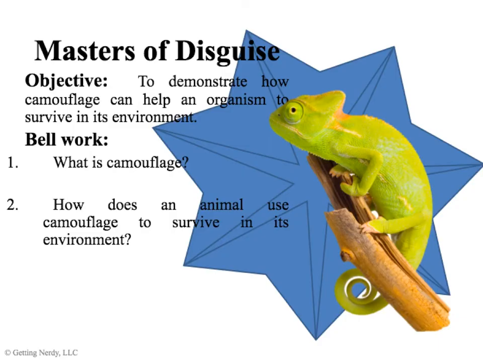As we get started, understand that the objective today is to demonstrate how camouflage can help an organism to survive in its environment. So think for a moment, what is camouflage and how does an animal use camouflage to survive in its environment? Go ahead and pause the video for a moment so that you can answer these.